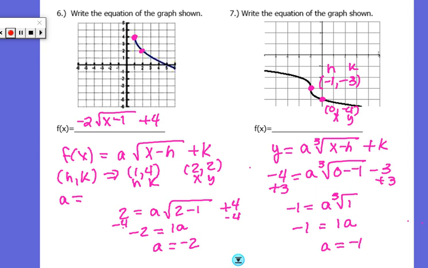So my equation is going to be f of x is equal to negative, I don't have to write the 1, the cube root of x minus a negative 1, which makes it plus 1, minus 3.